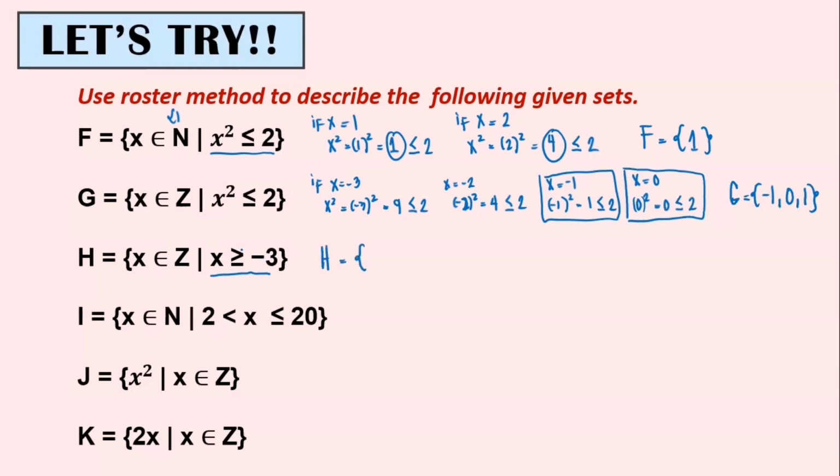Okay, since ayan ay greater than, mga mas mataas daw kay negative 3. So ano po ba yung mga mataas kay negative 3? Negative 4 ba? Or negative 2? Start tayo with negative 3 kasi nakalagay dito ay greater than or equal. So, negative 3 is included, and then negative 2, negative 1, 0, 1, 2, etc.